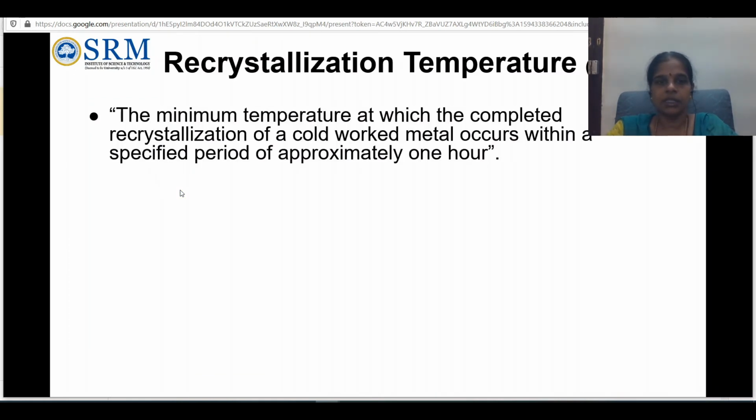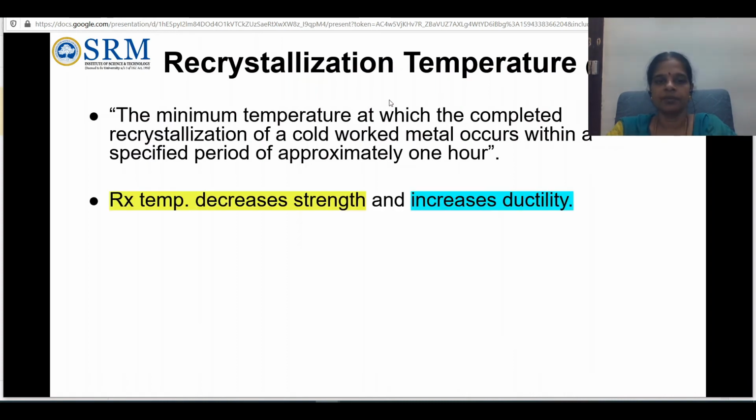So what do you mean by recrystallization? It is the minimum temperature at which complete recrystallization of the cold worked metal occurs within a specified period of approximately 1 hour. That is, all the distorted grains are transformed into new grains. The new grains start forming in the metal piece at that temperature within 1 hour. That temperature is called the recrystallization temperature. Recrystallization decreases the strength but increases the ductility, because when the temperature of the metal increases, the ductility also increases. You can easily draw the bar, isn't it?